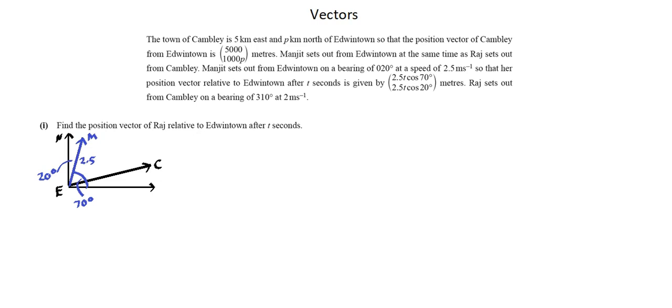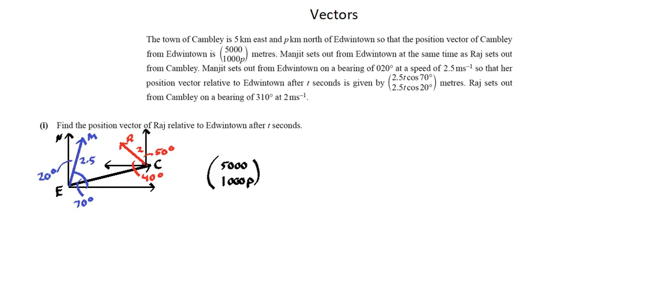So now let's draw in the vector representing Raj and see if we can use that to find the position vector of Raj relative to Edwintown after t seconds. And let's draw in our horizontal and vertical reference vectors to identify the relevant angles for Raj. And those angles are 40 degrees and 50 degrees. Now notice that Raj isn't starting from Edwintown, Raj is starting from Cambly. So we're going to begin with a position vector from Edwintown to Cambly of (5,000, 1,000p).